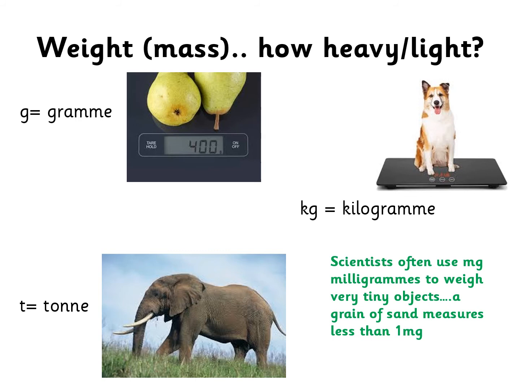Have a look at the elephant. Elephants are often weighed in tonnes. A very large elephant can weigh anything up to 6,000 kilograms, which is 6 tonnes. A baby elephant is often around a tonne when it is born.